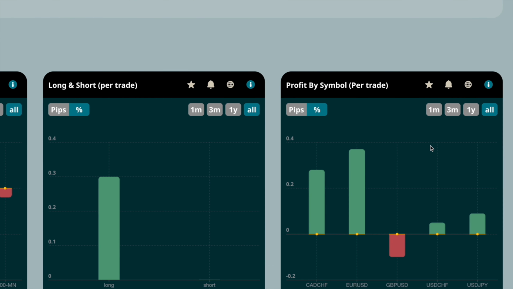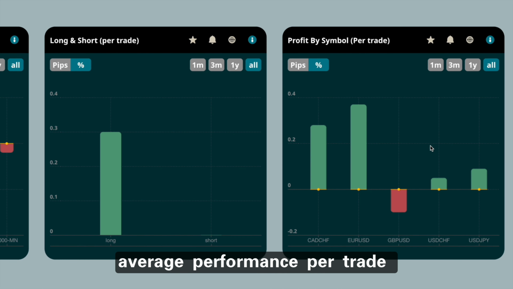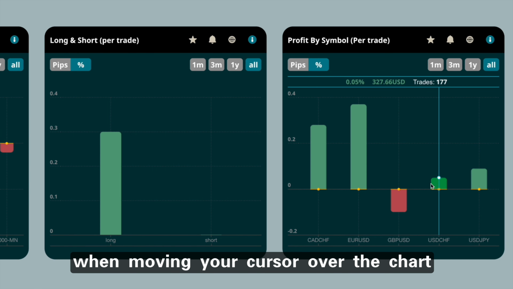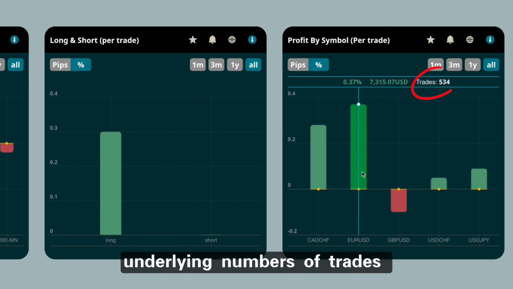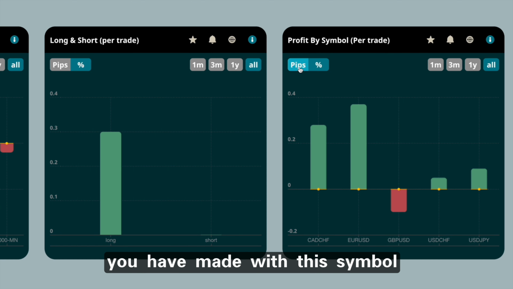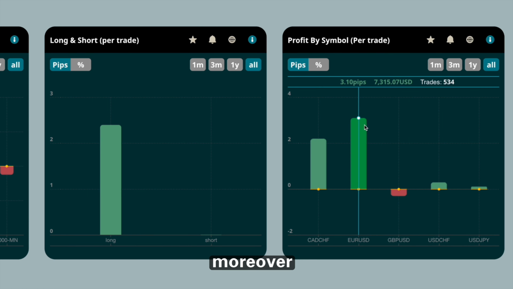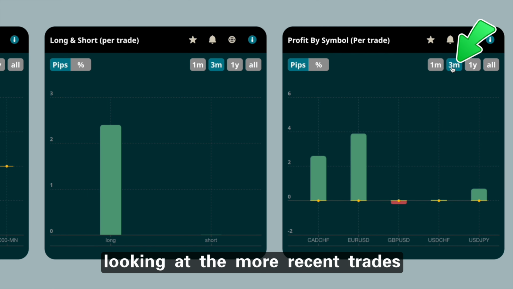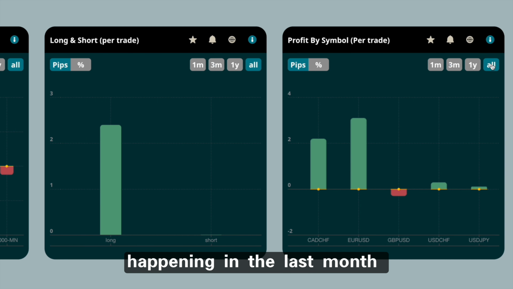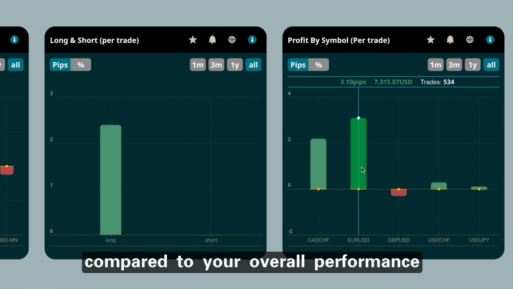Looking at the chart, you will see your average performance per trade in the different symbols traded. When moving your cursor over the chart, you will also see the underlying number of trades for each symbol and the total profit or loss you have made with this symbol. Moreover, looking at the more recent trades, you can observe whether there has been any major change happening in the last months compared to your overall performance.